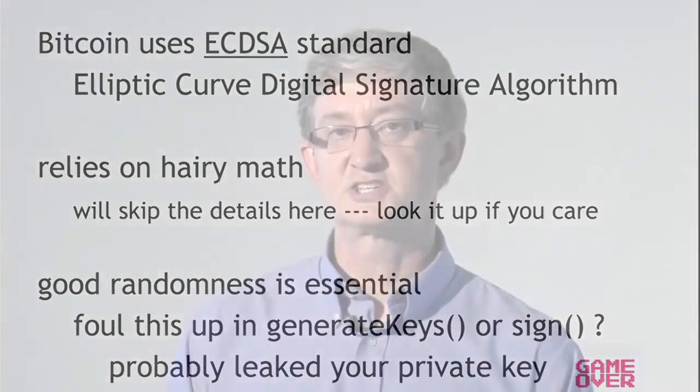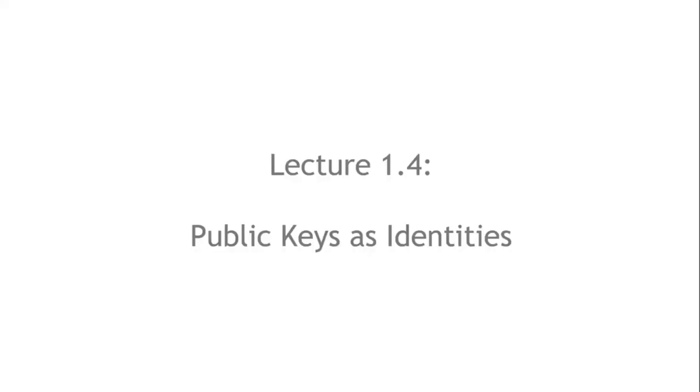So that completes the discussion of digital signatures as a cryptographic primitive. In the next segment, we'll talk about some applications of digital signatures that will turn out to be useful in building cryptocurrencies. In segment 1.4, we'll move on, having covered digital signatures, and talk about a nice trick that goes along with digital signatures.